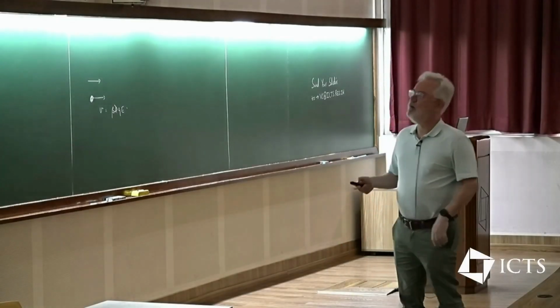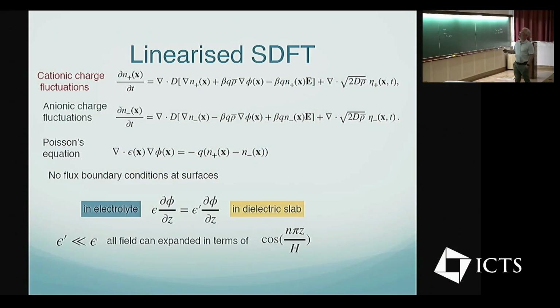So this is the form of the linearized SDFT. You can see it's actually a linear equation. These are just the ionic species, this is my noise term. You see this is the osmotic term, and this is the term coming from the external field. You see these have different signs, and this is the noise in this linearized approximation. So all you have to do to solve these equations is, the electrostatic field is given by Poisson's equation, okay? So this is just the charge density, n plus minus n minus, okay?